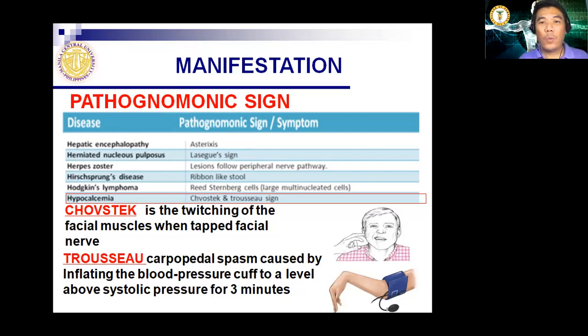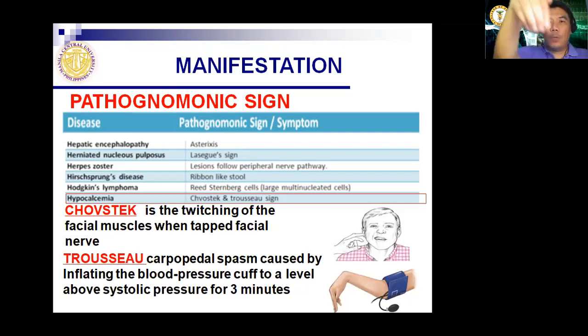That's what you call the Chvostek sign. Whenever you touch the facial nerve, it causes the twitching. That's Chvostek. It means you have a lower calcium. Next is Trousseau sign.